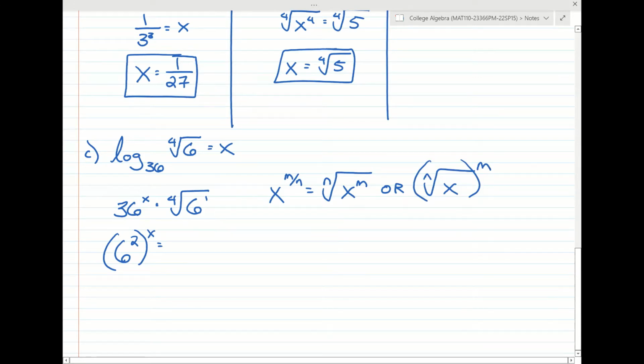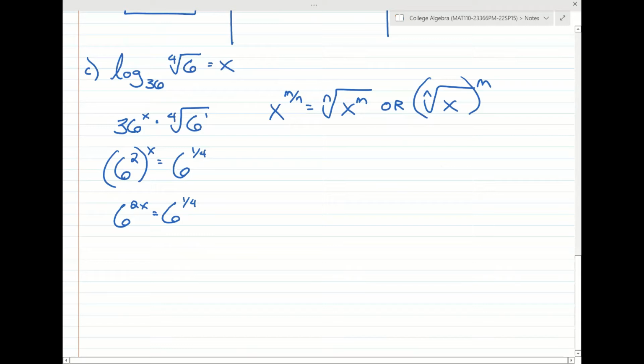So if you have the 4th root, logs don't work really well with radicals, so we just convert them to a fractional exponent. So the 4th root of 6 to the 1st is just the same thing as 6 to the 1/4 power. Power to a power we multiply, so we have 6 to the 2x is equal to 6 to the 1/4. In our last class, we canceled out the bases if they were the same. So 2x is equal to 1/4, dividing by 2. Thus, x is equal to 1/8.